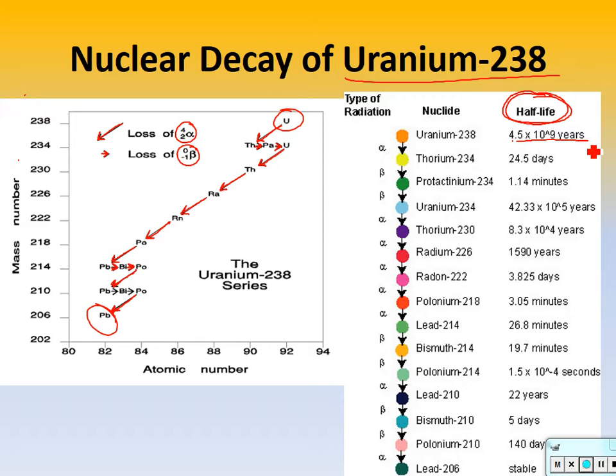Well, it became thorium right here. What's thorium's half-life? Only 24.5 days. So look at the drastic changes in these half-lives. Uranium-238 was in the billions of years. This one's in days. If you scan through, this one's in minutes. There's even some to like 10 to the minus 4th seconds. Some don't stick around very long at all.